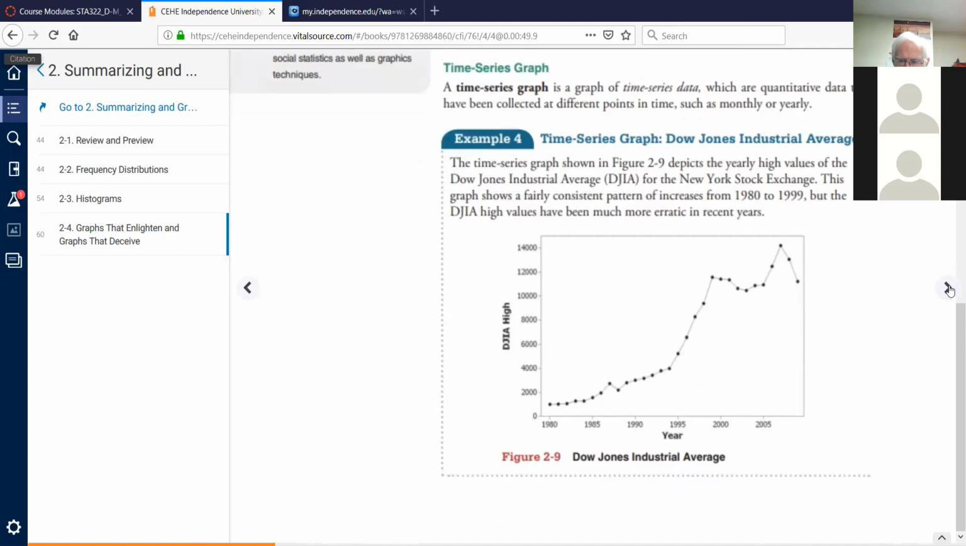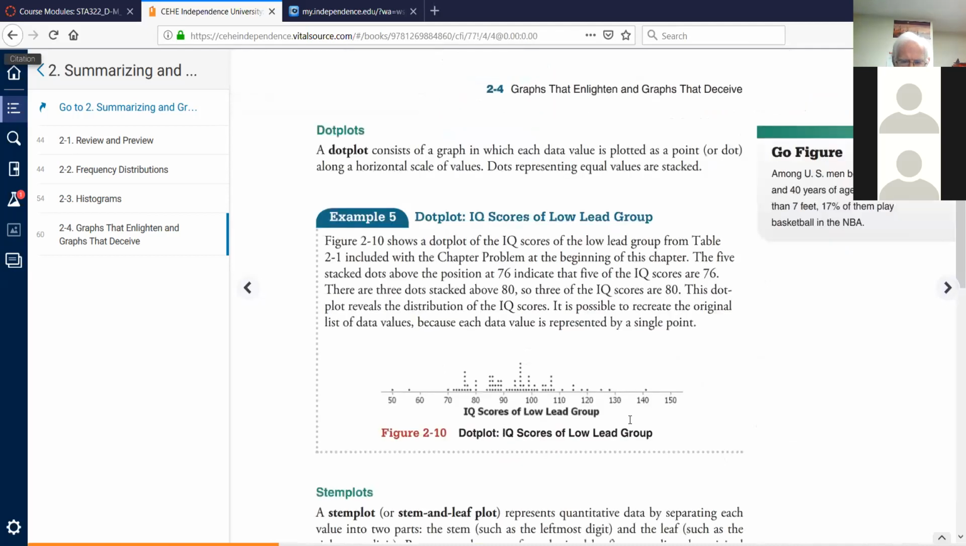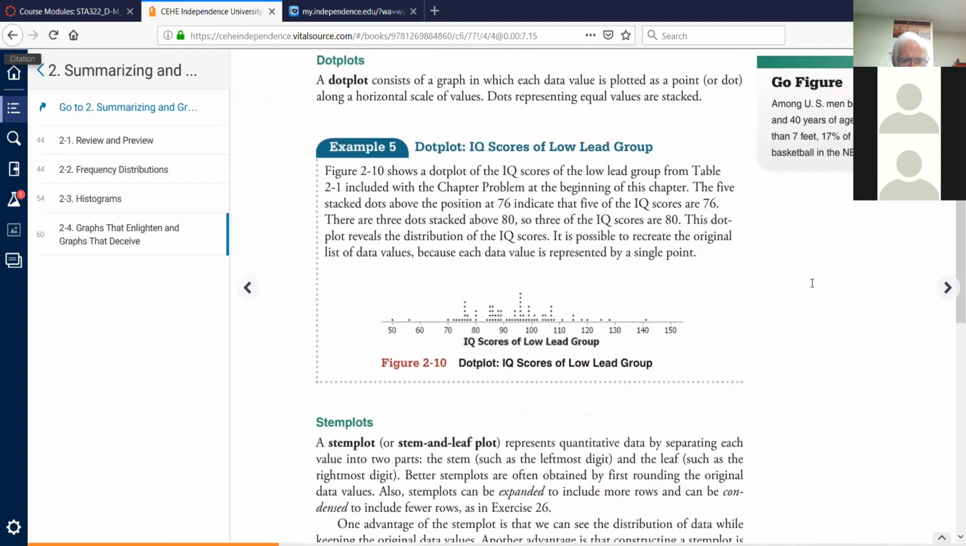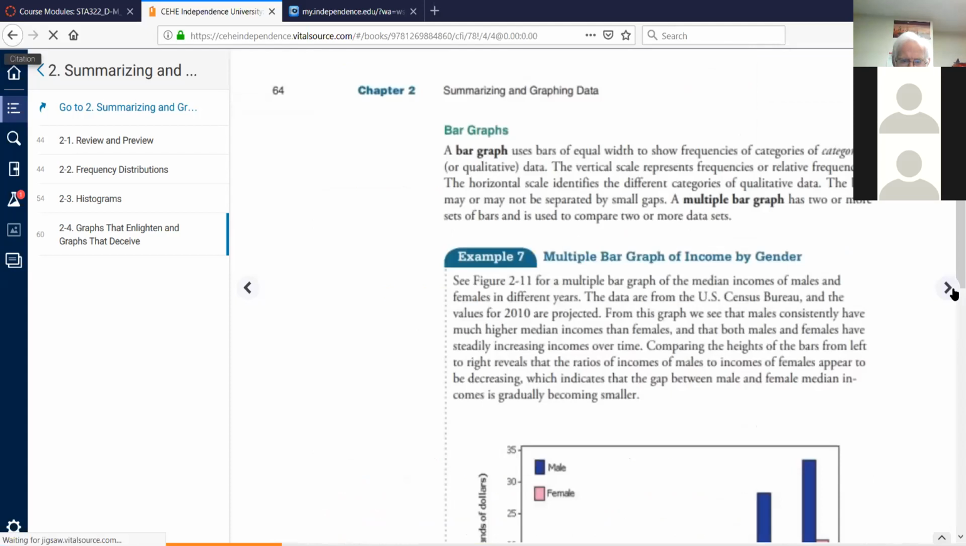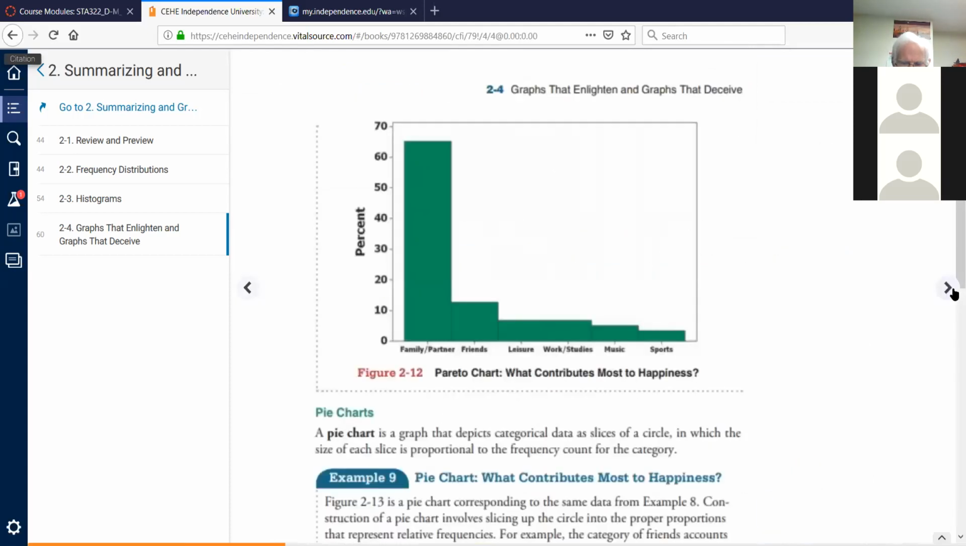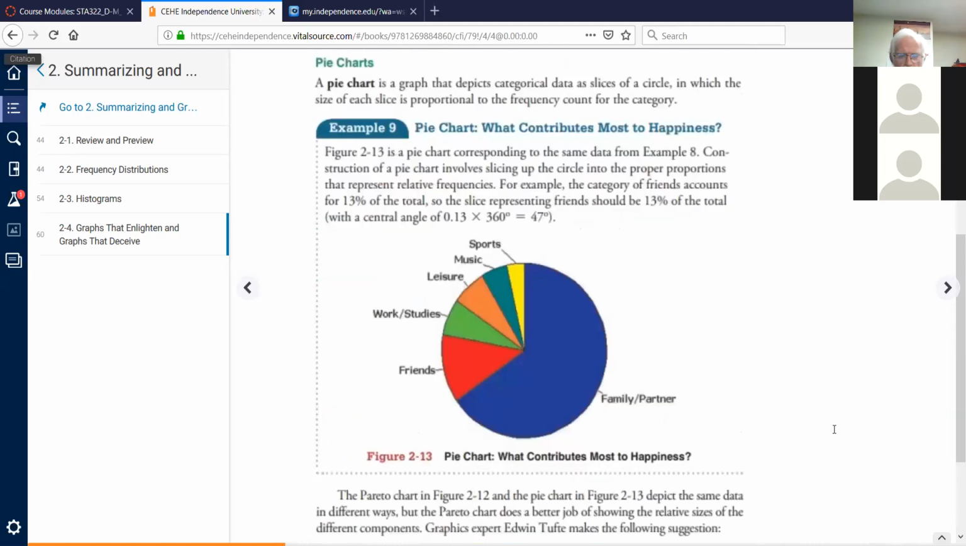This is one of the problems that we deal with when looking at data. We'll go into dot plots and stem and leaf plots another time. There's lots of ways of showing data. A Pareto chart is just a bar graph where there's no boundary, but we don't have classes. We just have various kinds of data.